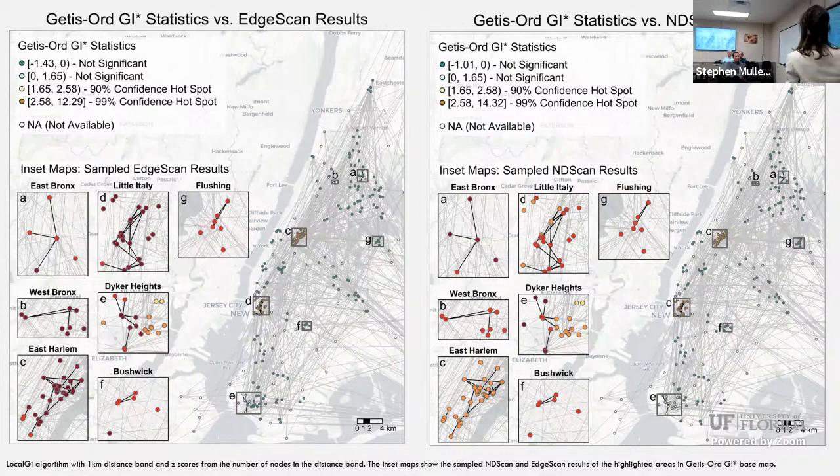This is not a particularly advanced method, but it served our purpose of trying to find areas where there were higher or lower sets of connections. So that's what I have on the Mafia. And next, I'll show you a little bit more about our next case study.